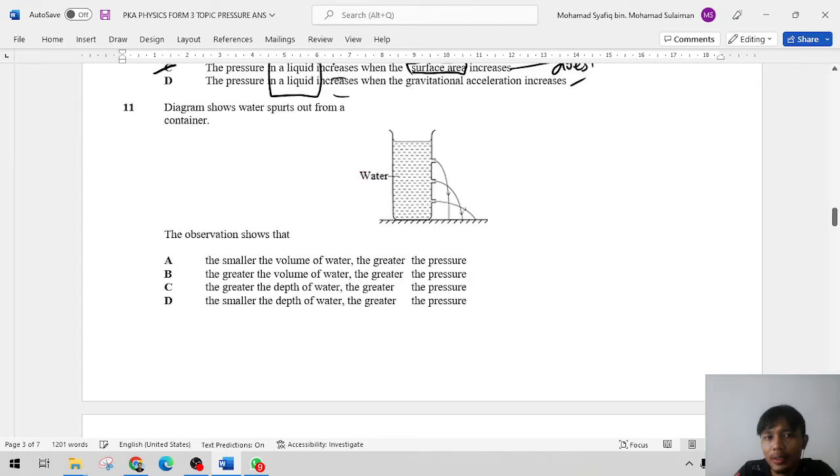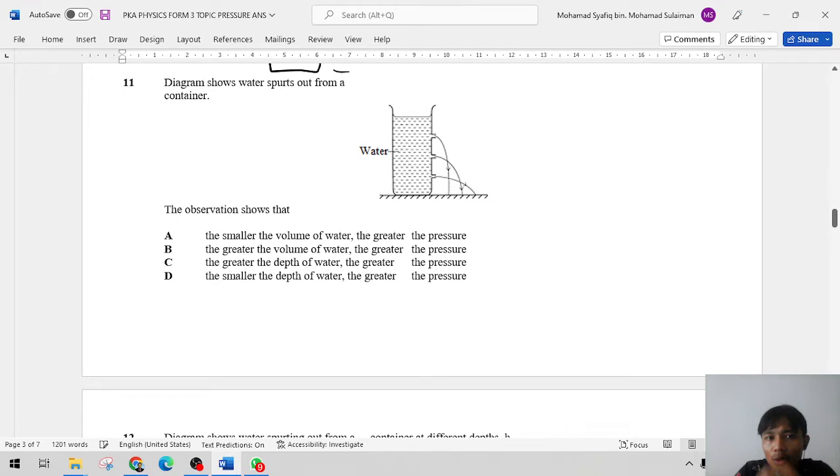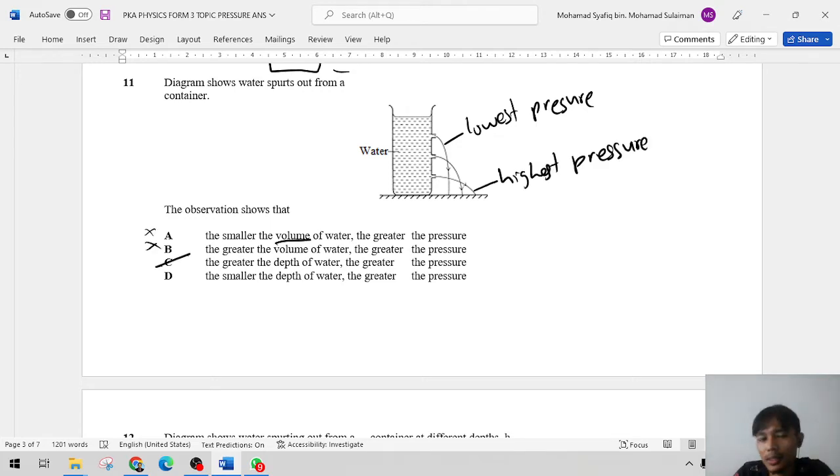Right, number 11. So we have water spurts. Okay, so this one shows the lowest pressure because of the shortest distance, and this one is the highest pressure. Okay, again we answer the same type of question just now. So the smaller the volume of water, so it's not about volume, it's about depth. Alright, so this one is wrong. The greater the depth, the greater the pressure. Right, so the answer is C.